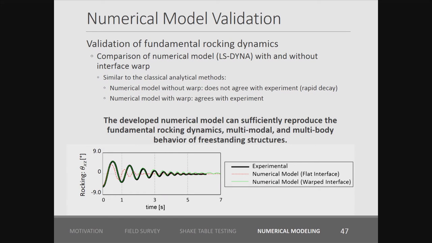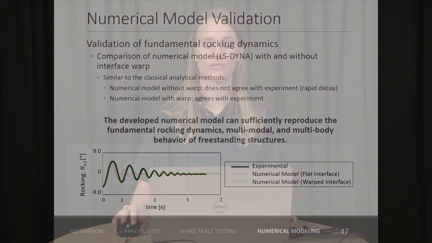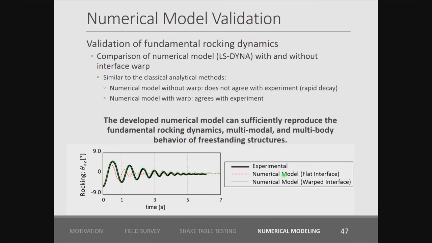The final validation was with respect to the fundamental rocking dynamics, specifically the ability of the approximate or the numerical model to capture the variations associated with impacts at the intermediary rocking points. So the bottom of this slide presents again the experimental free rocking shown in a black line, and is then overlaid with two variations of this numerical model, where the configuration-specific model, incorporating the warped interface, is shown in the green line, and the response of the same numerical model, yet incorporating a flat interface without the warp, is shown in the red dashed line.